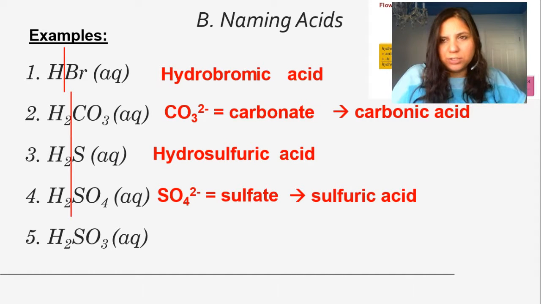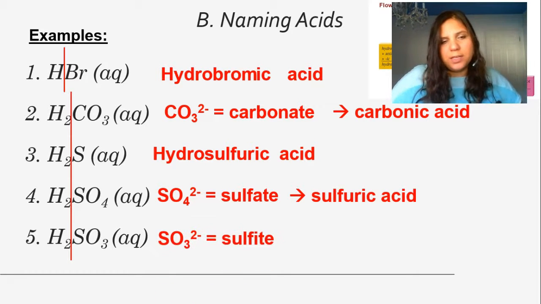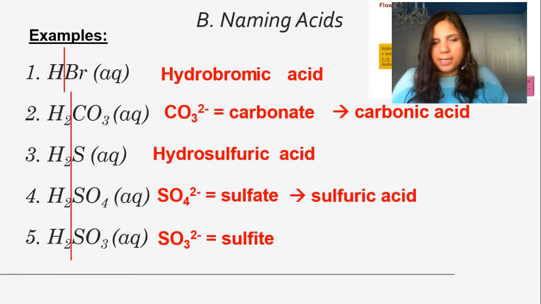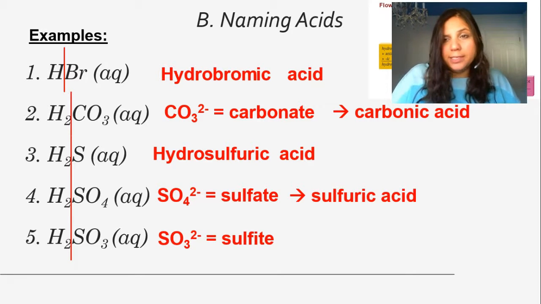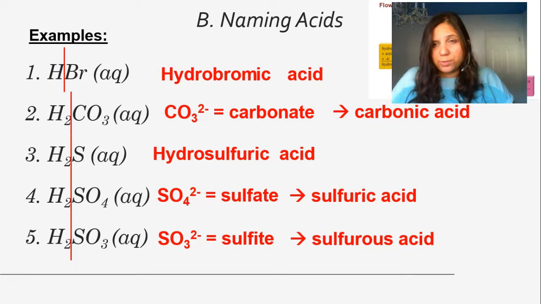Here we have H2SO3. Draw a line after hydrogen, and that's SO3. If I look that up, that's sulfite. And notice this has oxygen in it. That's why I knew it was a polyatomic ion that I had to look up. The ite turns into OUS, so we'll take the full root of the word sulfur, sulfurous acid.